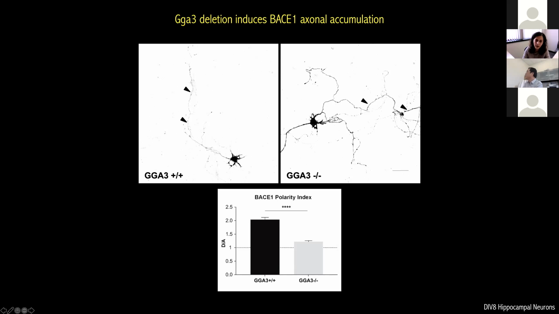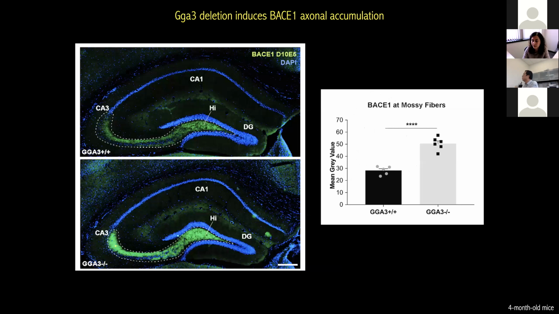In order to verify that this was true even for the endogenous base, we took advantage of the transgenic mouse. We have both wild type and knockout mice in our lab. And the area we focus on are the mossy fibers for two reasons. Mossy fibers are a bundle of axons, and base 1 is enriched in this area. And this is, as is evident from this image and confirmed by the quantification, even at the endogenous level, base 1 is elevated in the axons of Gga3 knockout neurons.